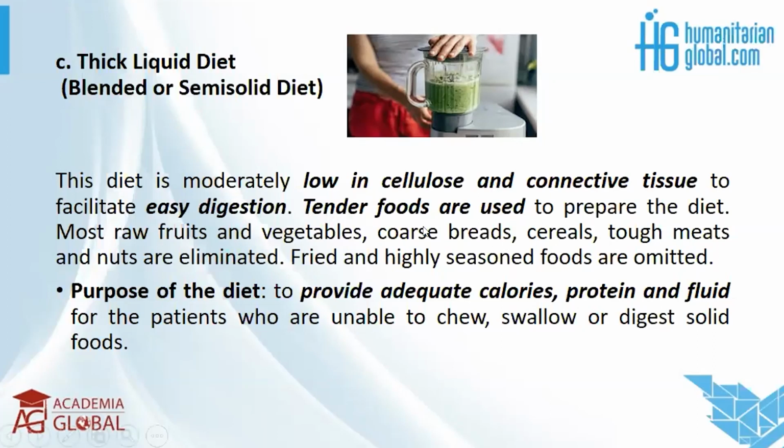Now, tender foods are used to prepare the diet. Most raw fruits and vegetables, coarse breads, that is whole breads, cereals, tough meats, and nuts are eliminated. Fried and highly seasoned foods are also omitted. So the purpose of the diet is to provide adequate calories, protein, and fluid for the patient who are unable to chew, to swallow, or to digest solid foods.